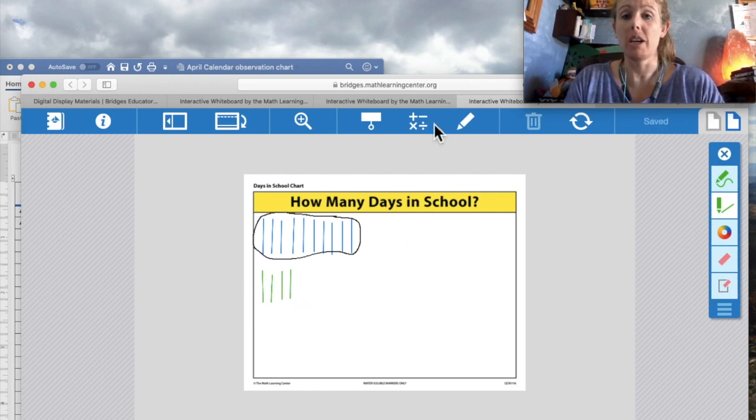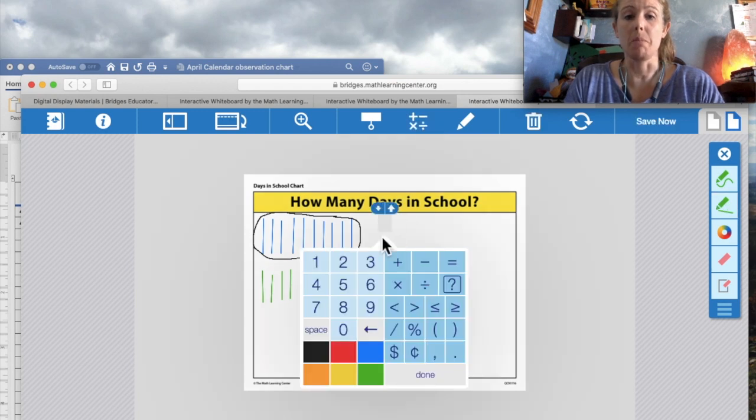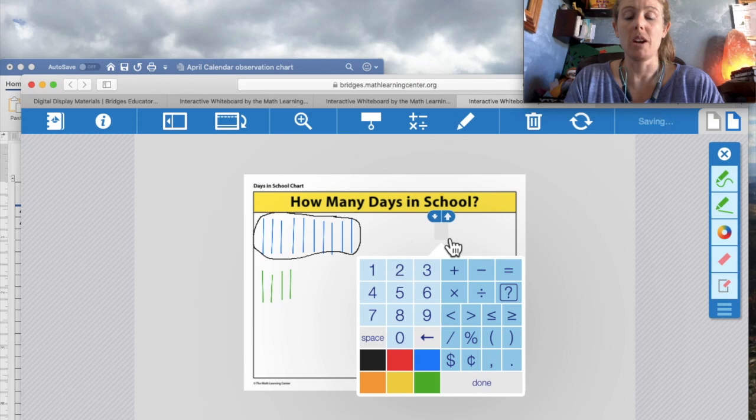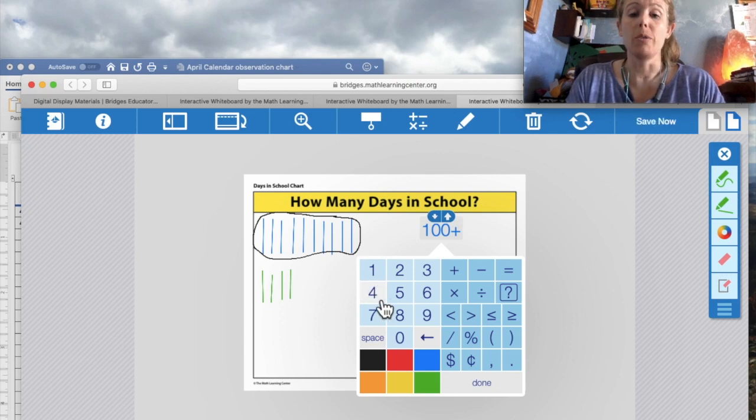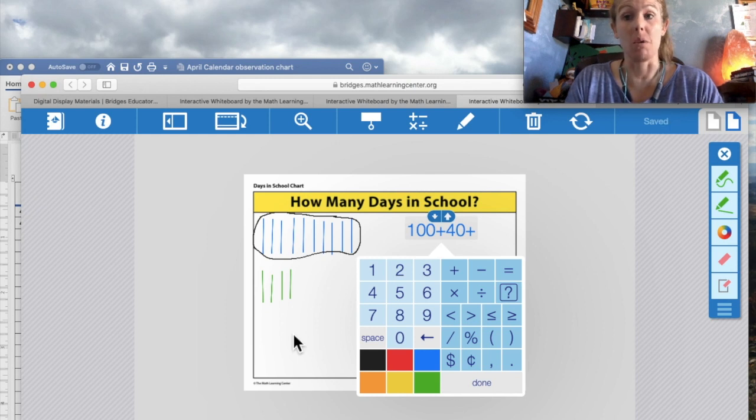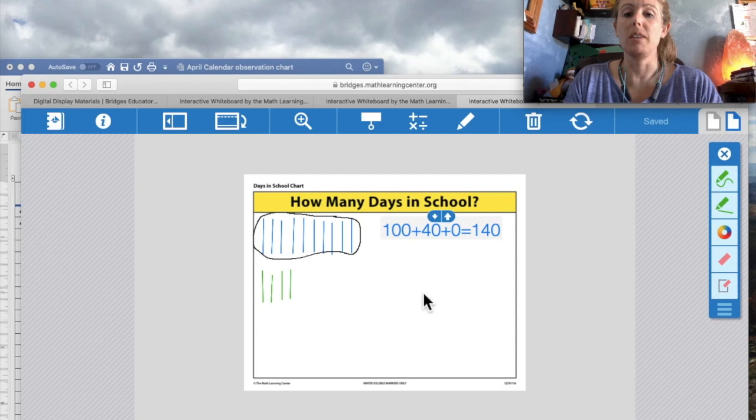We're going to write our equation today using our model that we have over here. I'm going to move this over. We have 10 tens. 10 tens is also known as 100. So we're going to put in 100 there and adding it to how many tens do we have here? 4. 4 tens is the same as 40. So we're going to add 40 there plus, do we have any ones? No, we have 0. So we're going to put a 0 equals 140 for how many days we've been in school.